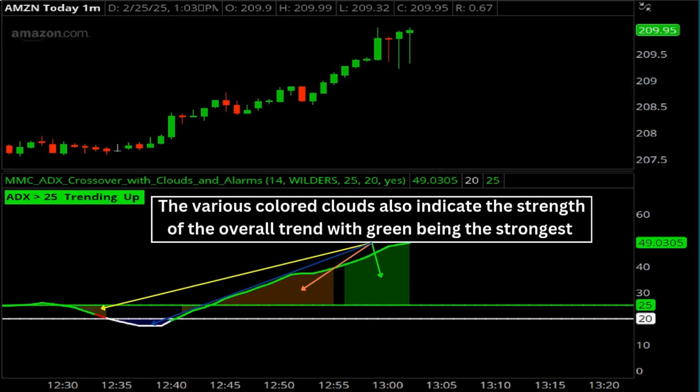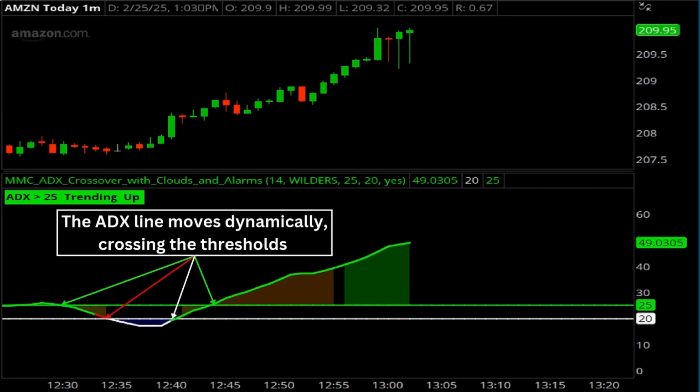The ADX line responds to real-time market shifts, changing color to show bullish strength, bearish control, or trendless conditions with precision. Whether you're looking at the label or the ADX line, you can know the overall trend of the stock by the colors.